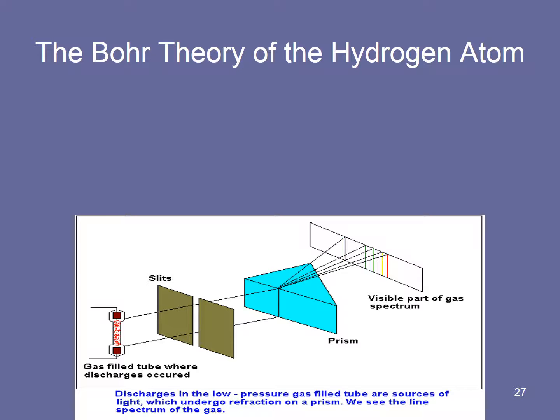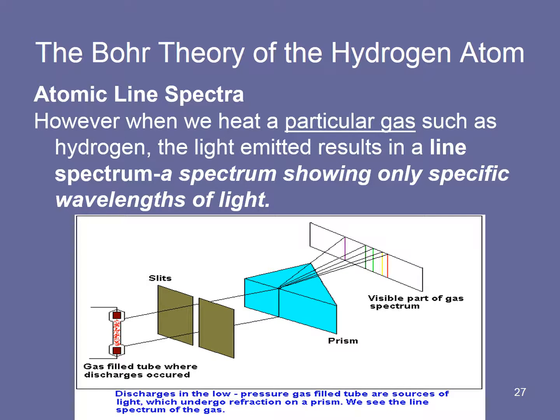But what if we take a particular gas, such as hydrogen, and we heat it up and allow it to get excited so that it gives off this light energy? And so it emits these photons of energy, and we send it through a prism. Notice that what we get is just a few different colors. This is called atomic line spectrum because only a few colors are observed.